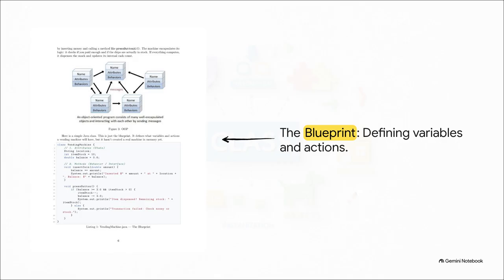Below that conceptual diagram, we can see our Java code. But here is the big secret. This code is really just a blueprint. It's titled vendingmachine.java.